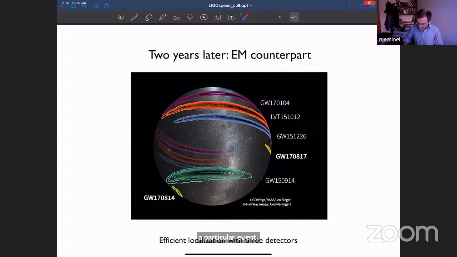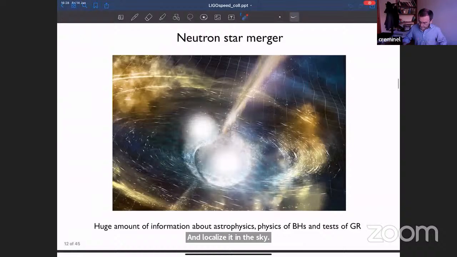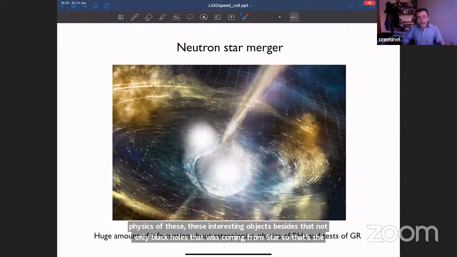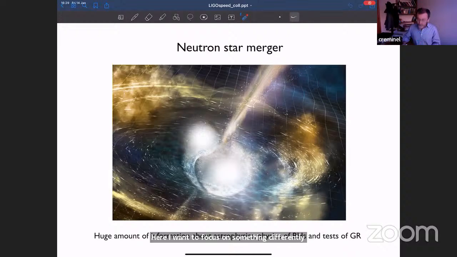And in particular, they were able to follow it, looking at the same event in electromagnetic waves in various frequencies. And it turns out that this event was a neutron star merger. And of course, this opens a whole interesting subject of what we can learn about astrophysics, about the physics of these interesting objects, not only black holes but also neutron stars, test general relativity, and so on and so forth. Here, I want to focus on something different, which has to do with dark energy.